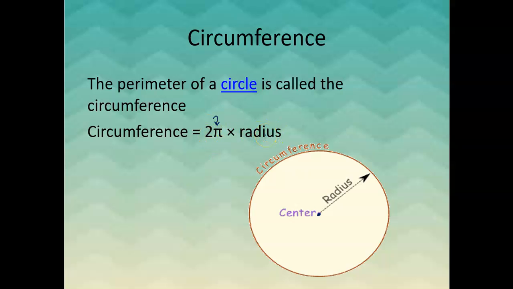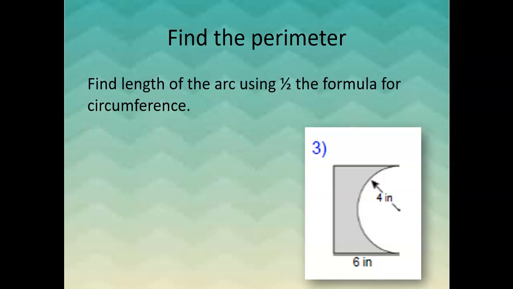It does not change. And when you are calculating circumference, you can either leave the pi there, or if you have to round to the nearest decimal, use your calculator. All right, let's go ahead and find the perimeter of this shape using all of our different perimeter formulas here. We do need to find the length of the arc first using half the formula for the circumference.